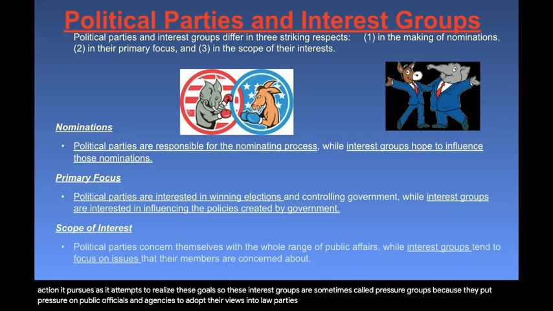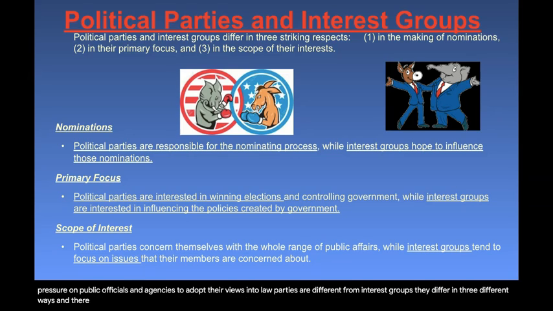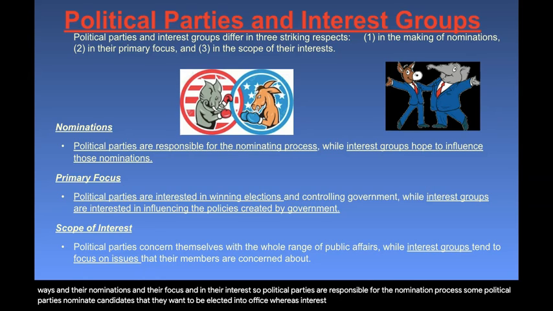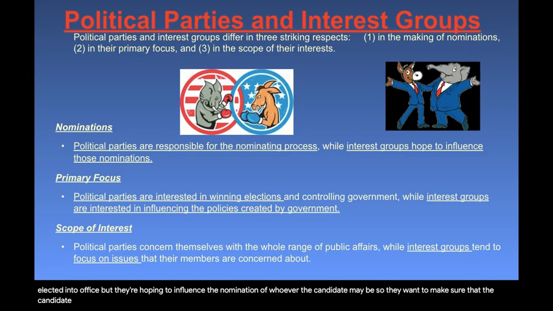So, political parties are different from interest groups. They differ in three ways: in their nominations, in their focus, and in their interest. Political parties are responsible for the nomination process. They nominate candidates that they want to be elected into office. Whereas interest groups aren't necessarily interested in who gets elected into office, but they're hoping to influence the nomination of whoever the candidate may be. They want to make sure that the candidate for whichever party supports their interests.